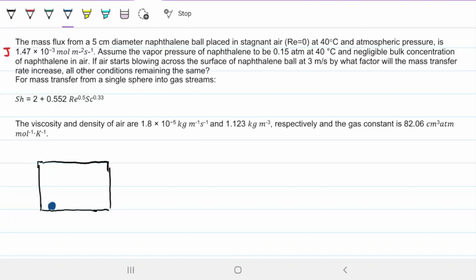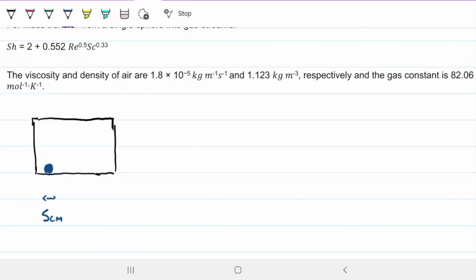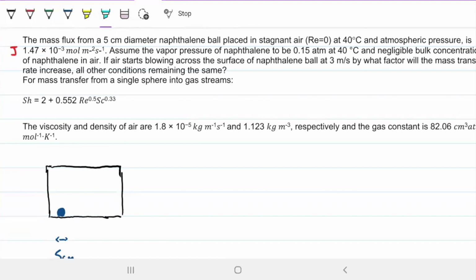If you don't know what naphthalene balls are, those are the white balls that people used to put in closets to keep moths away. They have a very characteristic smell. This one has a diameter of 5 centimeters, and the vapor pressure of the ball is 0.15 atmospheres, and negligible bulk concentration elsewhere.